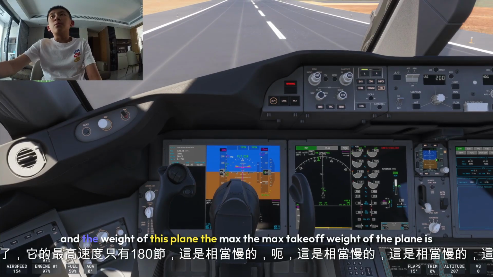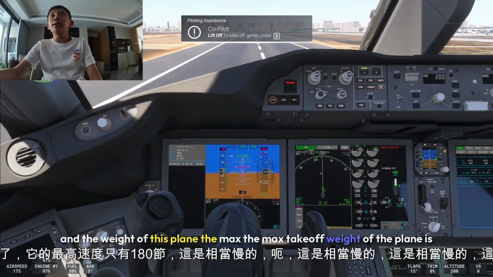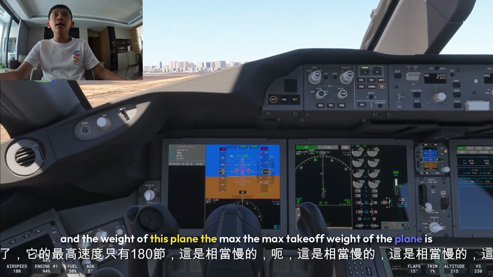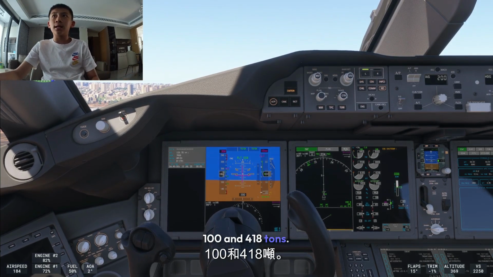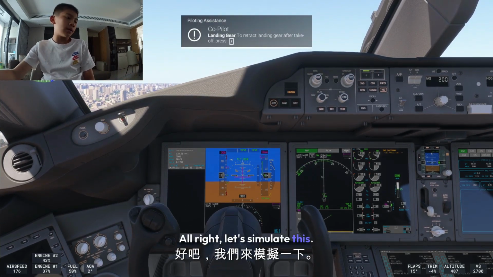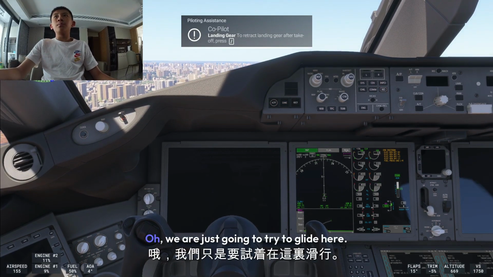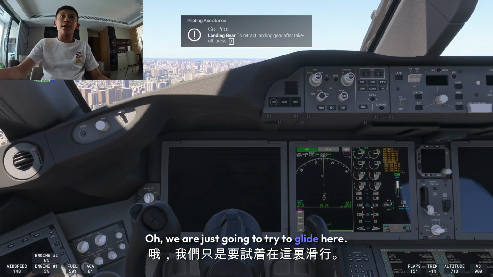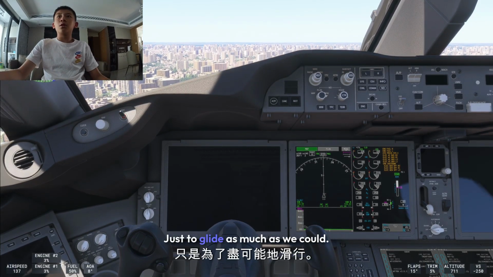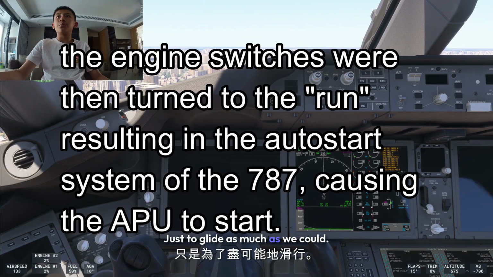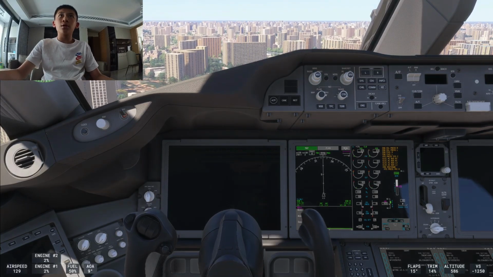And the weight of this plane, the max takeoff weight, is 418 tons. Alright, let's simulate this. Engine 1 is off, engine 2 is also off. So we are just going to try to glide here, just to glide as much as we could. And as you can see, we are now stalling.